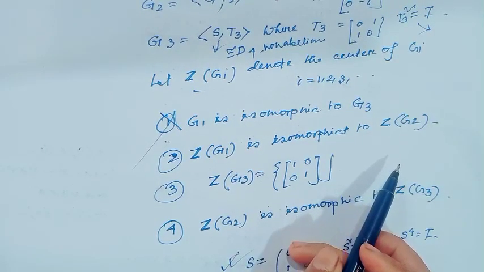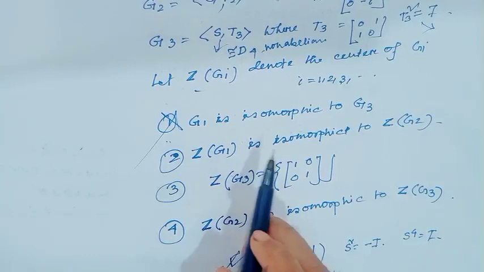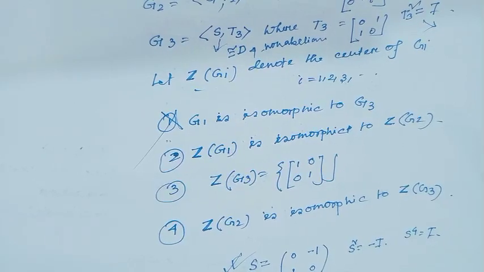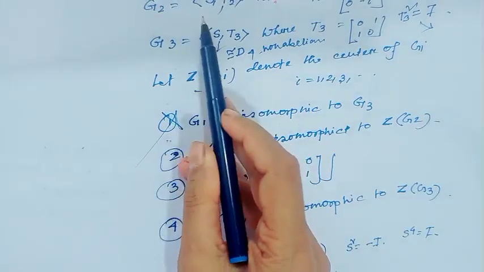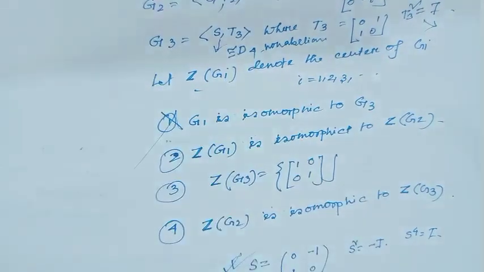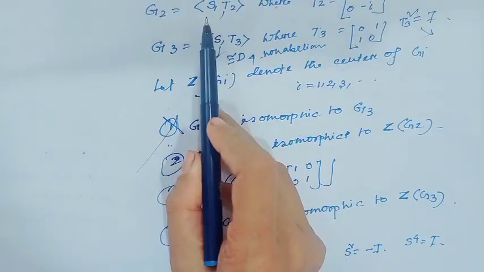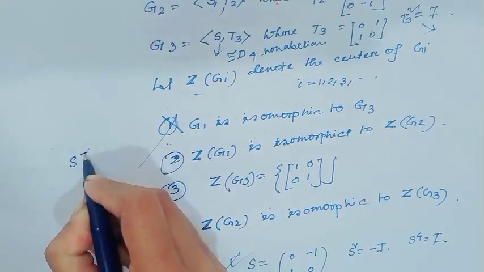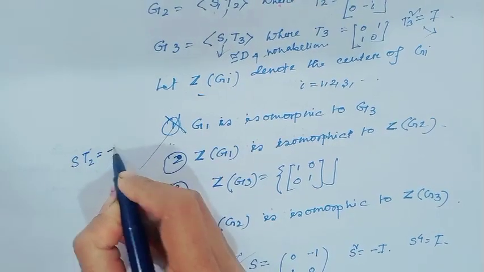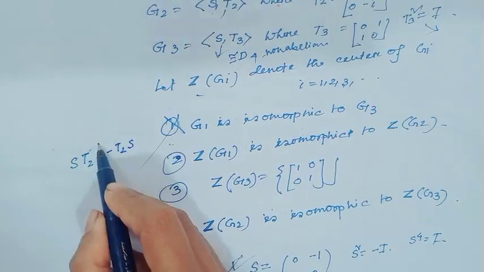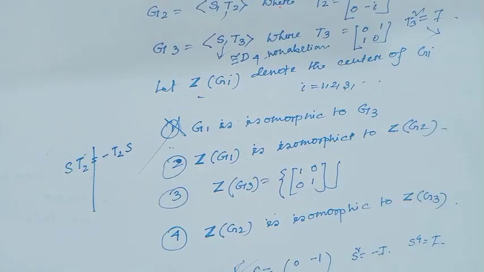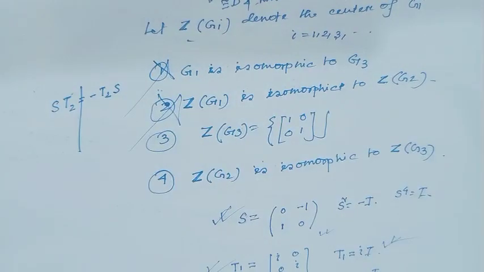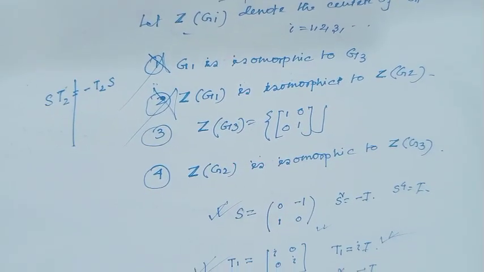Here notice, since G1 is an abelian group, that means Z(G1) would be the whole group. Now G2 is generated by S, T2; if we commute S with T2, then this value would be minus T2S. So these cannot commute with each other. So obviously this is not abelian. So option 2 is also a wrong option. Z(G1) is isomorphic to Z(G2) is also wrong.